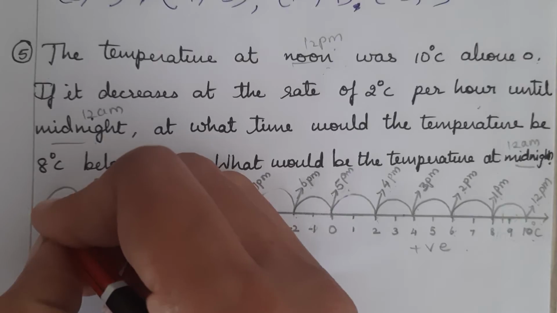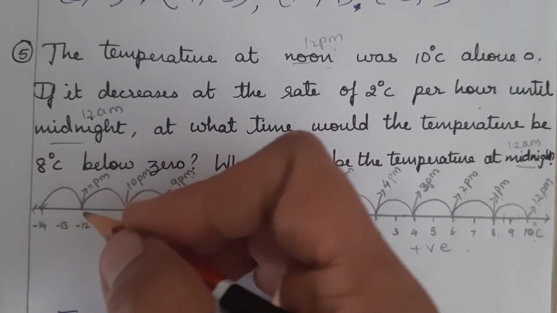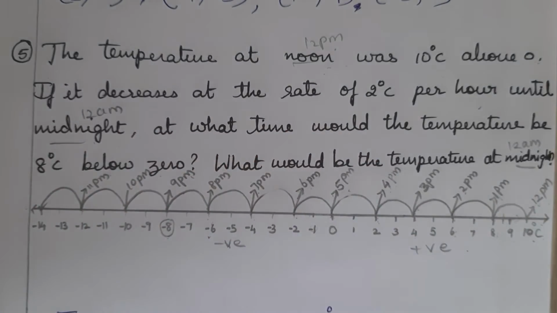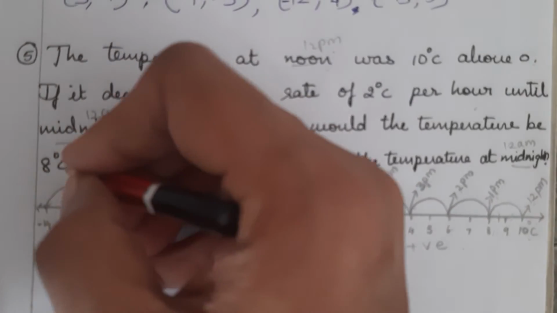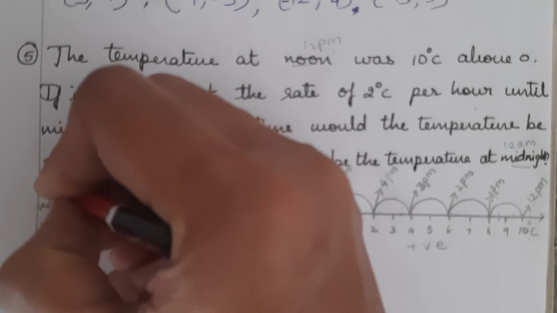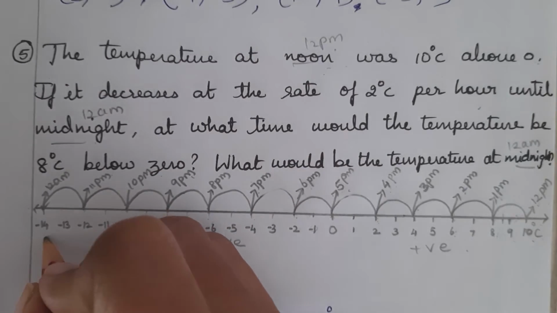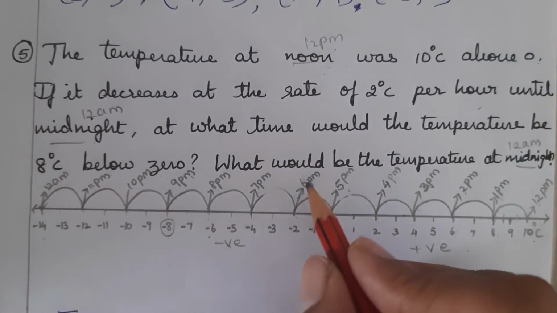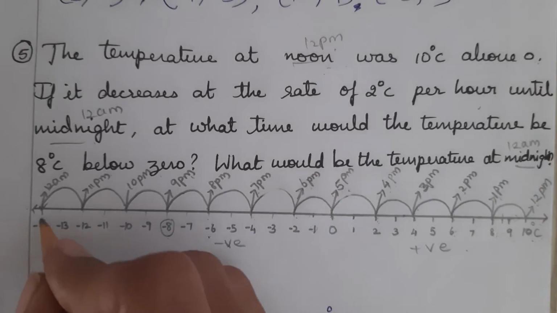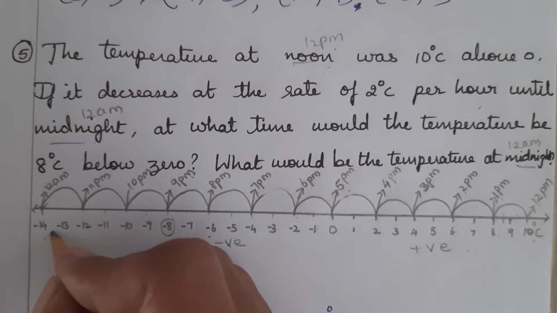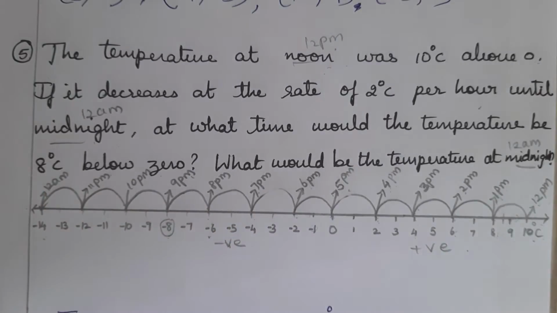And then at 12 a.m., after 11 p.m. it is 12 a.m., midnight. Okay. So at 12 a.m. it becomes minus 14 degrees Celsius. Okay. So what would be the temperature at midnight? At midnight, 12 a.m., it becomes minus 14 degrees Celsius. This is the answer. Now you should be clear, okay, how to find this out.